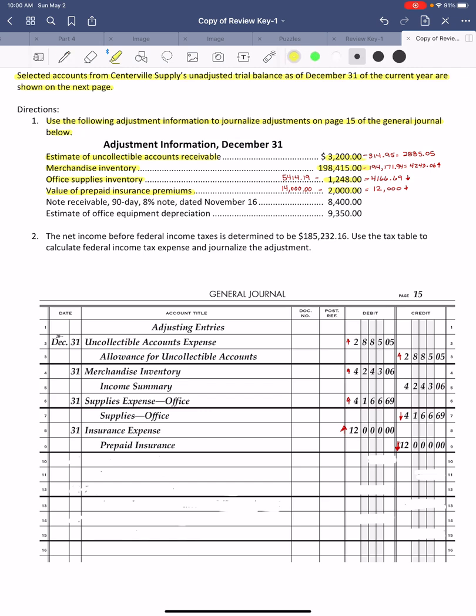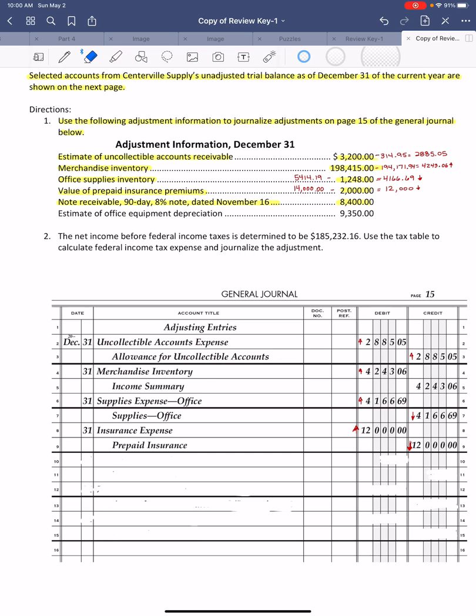The next one is notes receivable, 90-day 8% note dated November 16th, $8,400. So again, we need to figure out how many days we need to collect. November, we have 30 days in November. It was made the 16th, so we have 14 days there. And then December, we have 31. So if you add those two together, we have 45 days.